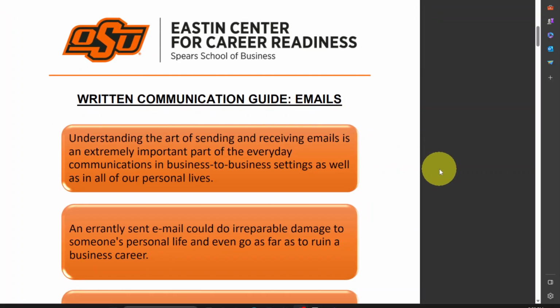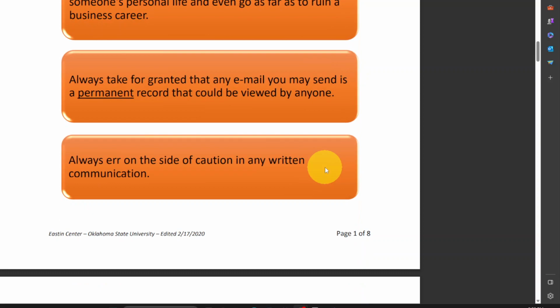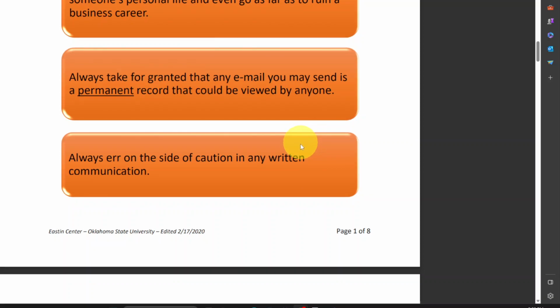Okay, let's begin. Written communication guide. Emails. Understanding the art of sending and receiving emails is an extremely important part of everyday communications and business-to-business settings, as well as in all of our personal lives. An errantly sent email could do irreparable damage to someone's personal life and even go as far as to ruin a business career. Always take for granted that any email you may send is a permanent record that could be viewed by anyone. Always err on the side of caution in any written communication.